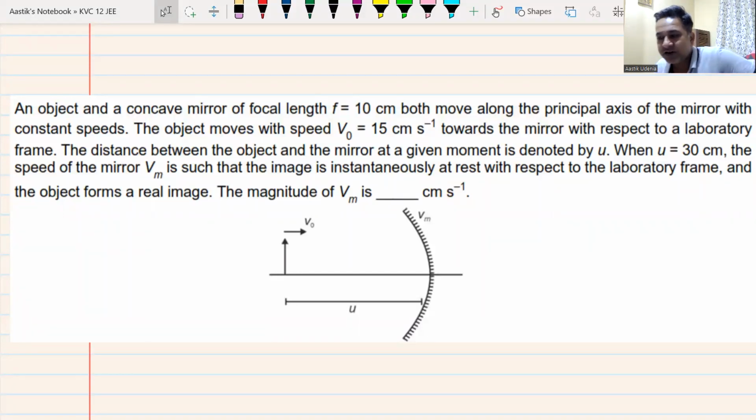An object and a concave mirror of focal length 10 centimeters move towards each other along the principal axis of the mirror with constant speed. The object moves with a velocity of 15 meters per second. The value of u is 30 centimeters. The image is instantaneously at rest with respect to the laboratory frame. The object forms a real image. What is the value of m? Velocity of the mirror.